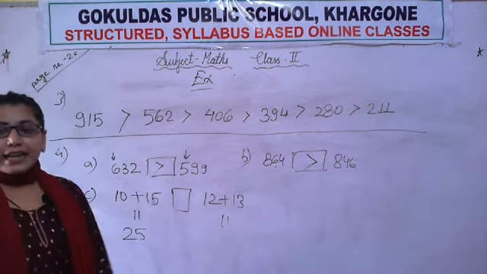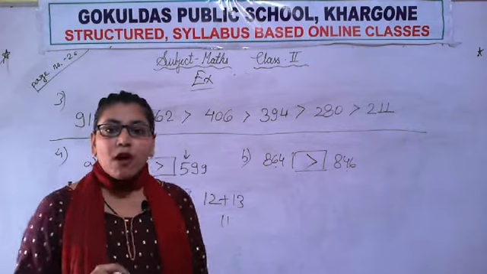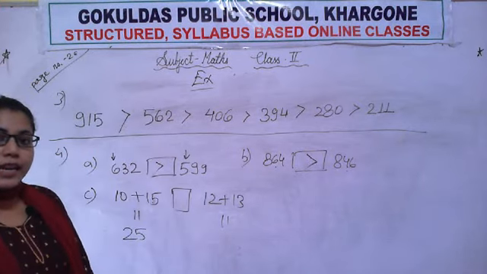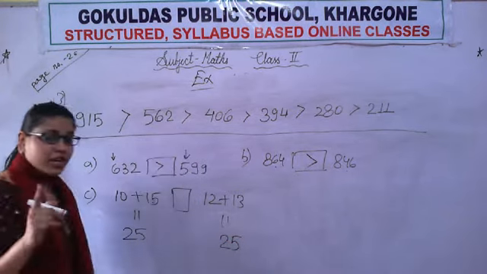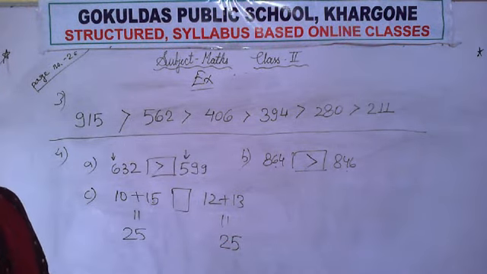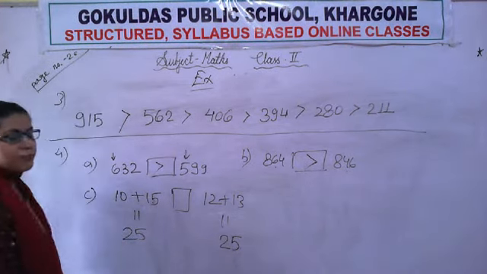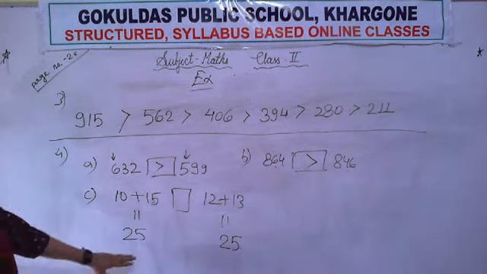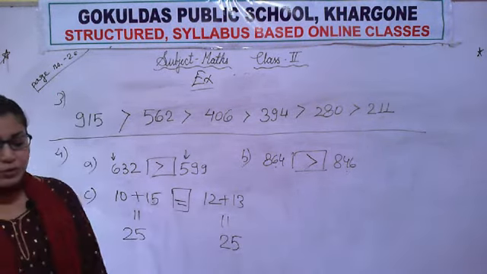And 12 plus 13. Again you will find 12 in those numerals up to 100. Then you will count 13 forward, and what you will get is 25. I am just writing the answer for you all. You have to do it on your own. Okay. So 25 and 25. Both the answers are 25. So both the numbers are the same. So we will put the equals to sign.